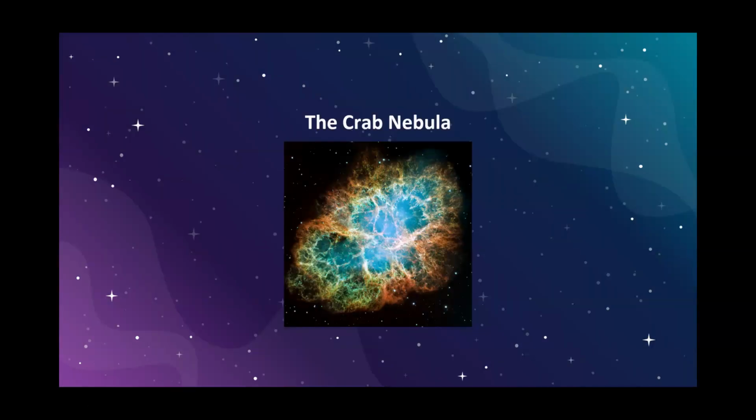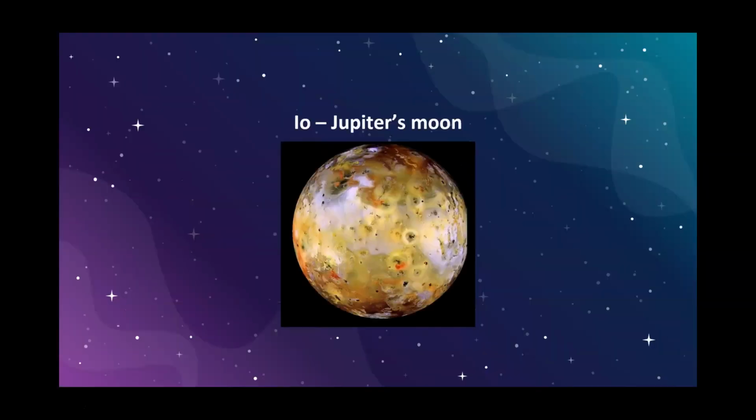What about the Crab Nebula? Beautiful, right? So Crab Nebula emits light. That's just a cluster of stars and gases and just really a bunch of energy. What about Io, Jupiter's moon? So Io reflects light as well. It's a moon, so it just reflects light right off the sun.